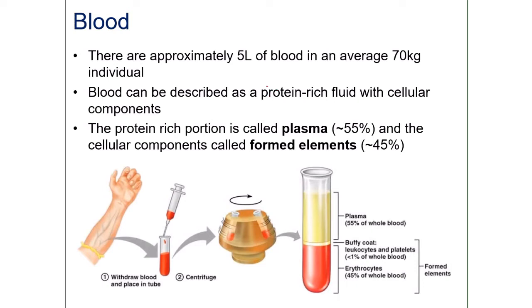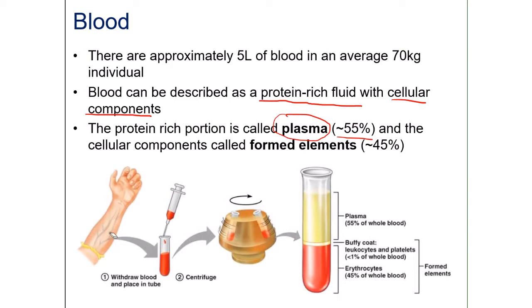What is blood? Blood can be described as a protein-rich fluid with cellular components. Okay, so the protein-rich fluid is mostly water, and that portion of the blood is what we call plasma. Right? So the plasma makes up about 55% of your total blood volume.